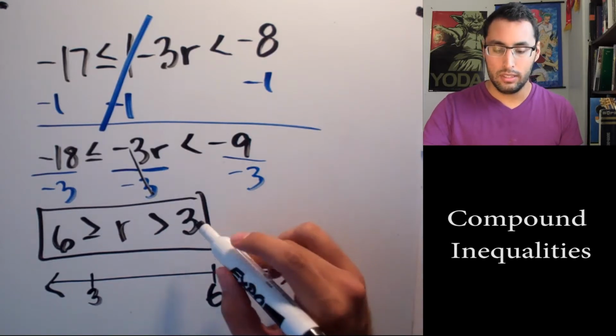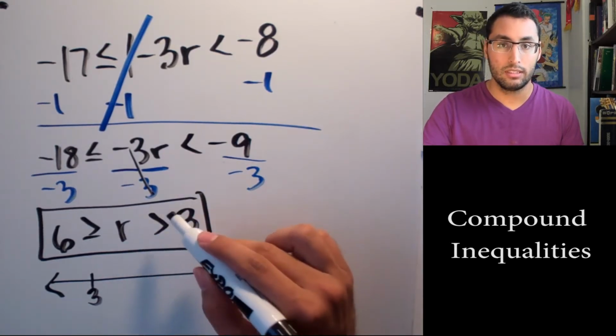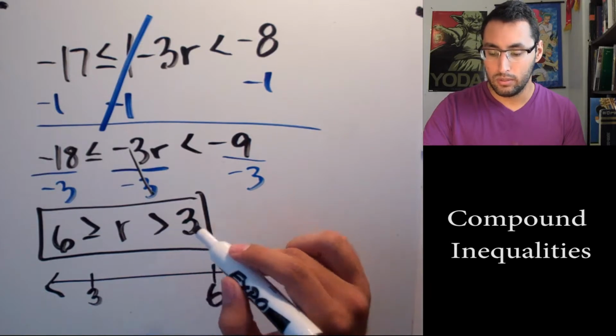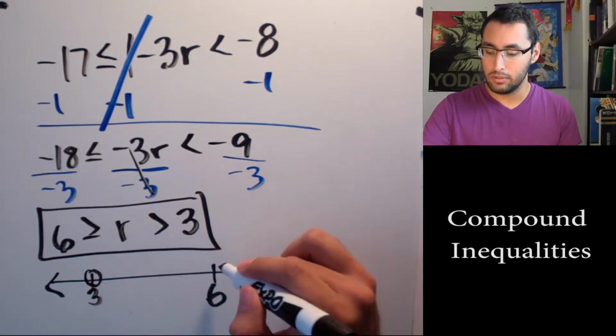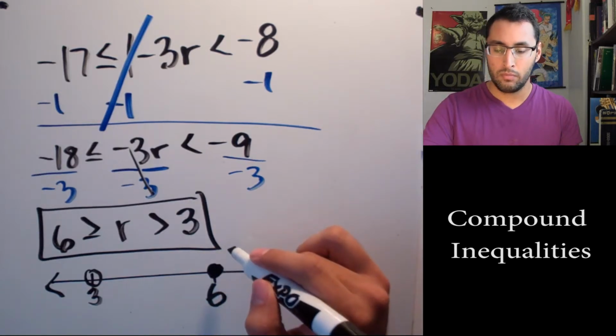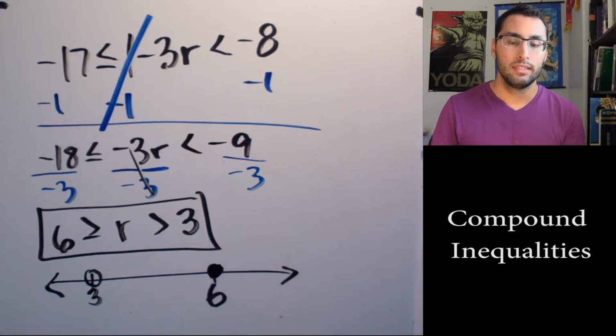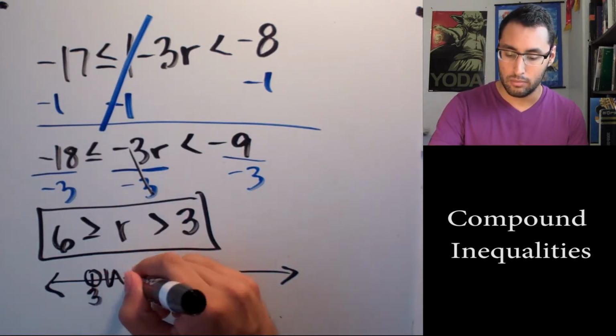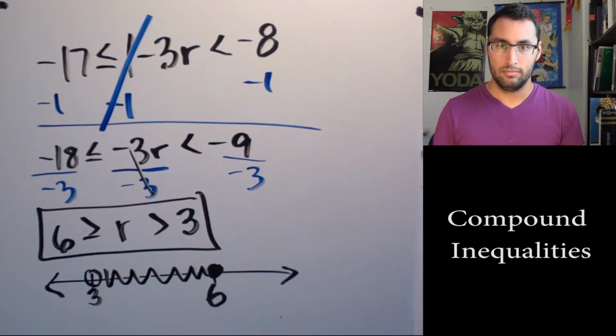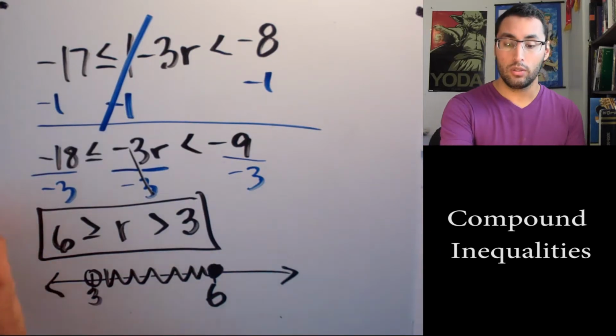Okay, well at 3, I look at that inequality sign to tell me what type of circle. It's only greater than, so I'm going to put an open circle. And this is greater than or equal to. That equal to tells me it's closed. Okay. Well, regardless of what we just did, this is an AND inequality. For all AND inequalities, you shade in the middle. Okay, that's it.